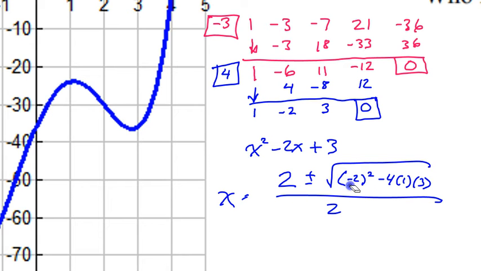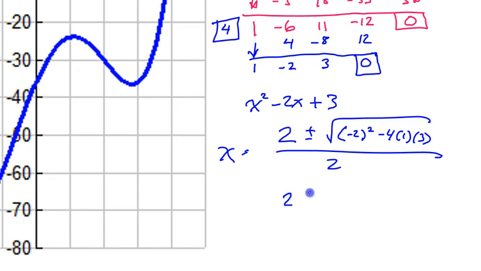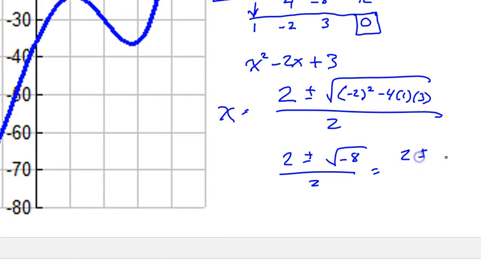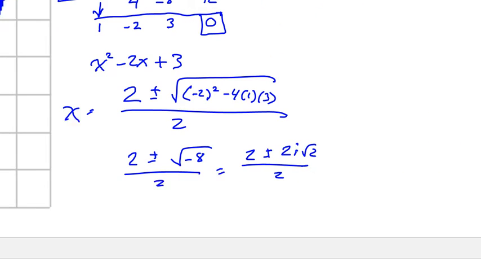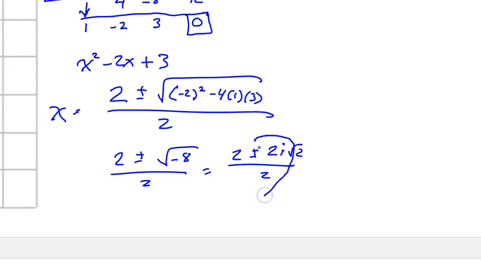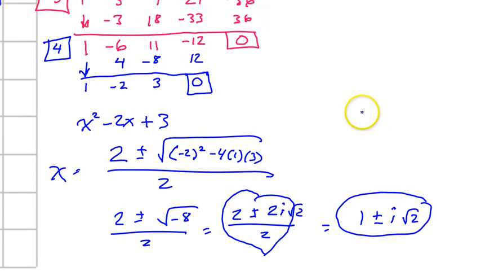What do you get from the discriminant? Negative 48? That doesn't sound right. What's the discriminant turn out to be? Negative 8. So we have 2 plus or minus the square root of negative 8 over 2. That turns out to be 2i radical 2 over 2. If we divide all of these by 2, this gives us 1 plus or minus i radical 2. These are the other zeros of the function.